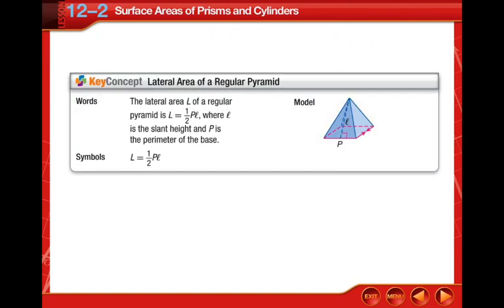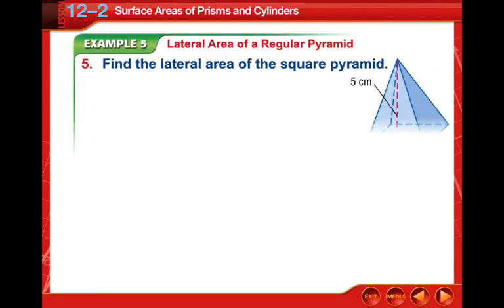So now we're going to take a look at lateral area of regular pyramids. So this one's a little bit different. Pyramids don't have two bases, right? So we can't have that going on anymore. It's 1/2 of the perimeter of the base times what's called the slant height. So that's the height as it goes up the side of the pyramid, instead of going from the base up to the vertex at the top.